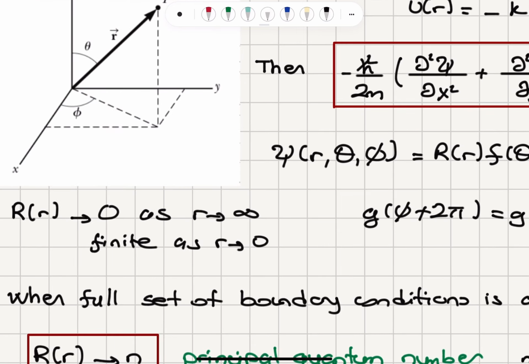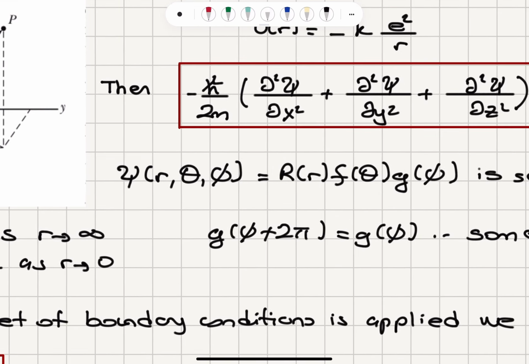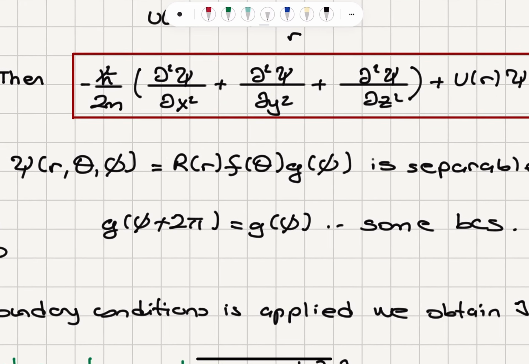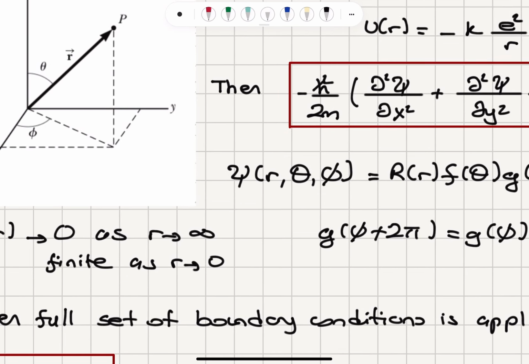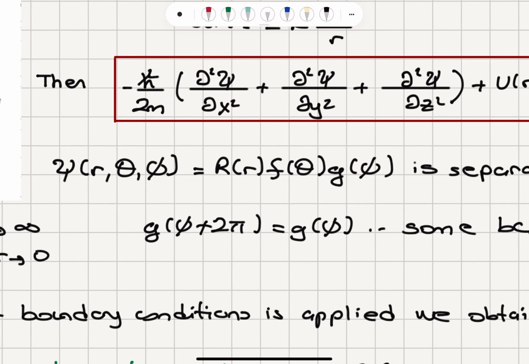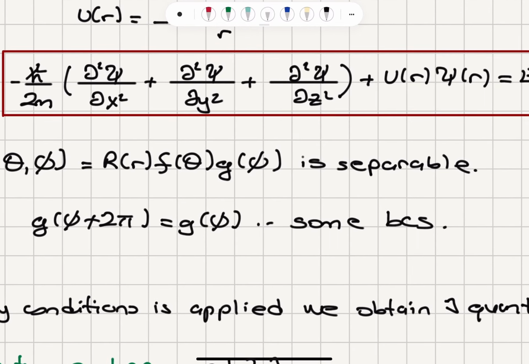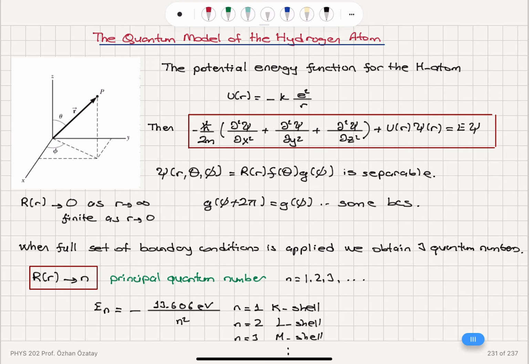First of all, as the radius goes to infinity, we should expect that the probability of finding the electron should decay to 0 at infinity, so the radial solution should decay to 0. And also it should be a finite solution as r goes to 0. At the same time, if you look at the polar angle phi, if I go from phi equals 0 to phi equals 2 pi, I should have a periodic situation. So g of phi plus 2 pi should be equal to g of phi. So these are some boundary conditions one has to consider.